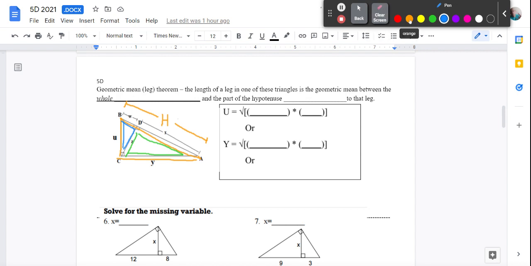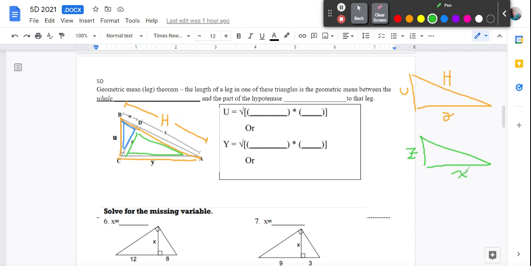All right, and I'm going to redraw these up. So my big one, I have U, Y, and H. And then my green triangle here, Z is my smaller leg, X is my larger leg, and Y is my hypotenuse.